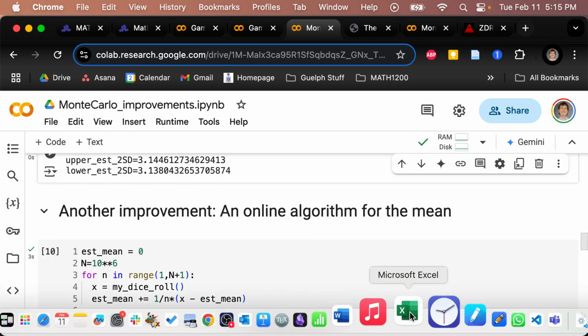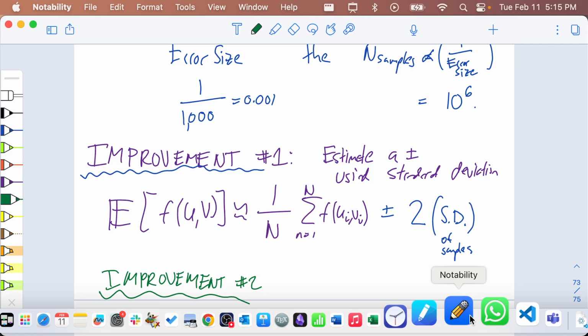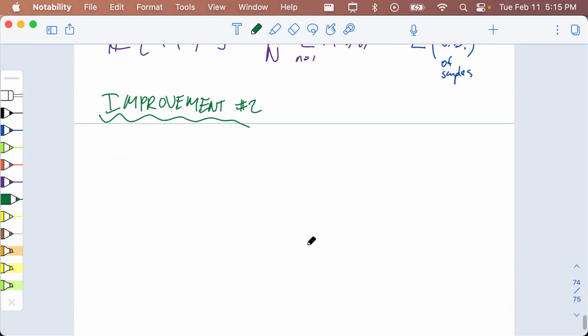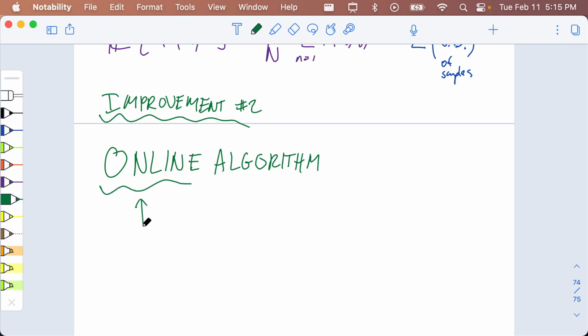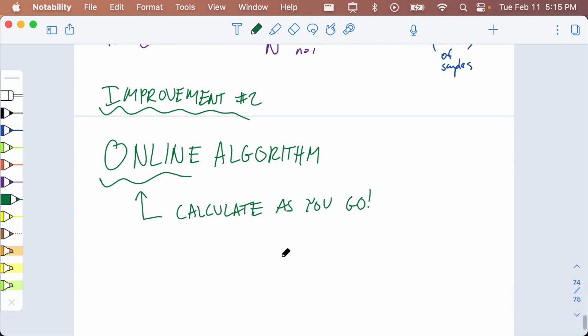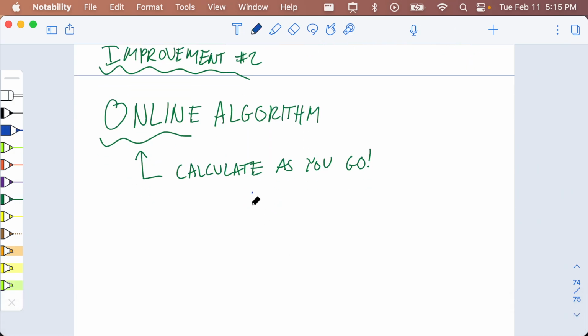There's one other one that is more subtle, and this is something called an online algorithm. An online algorithm means just calculate as you go. Okay, and I'll show you what this looks like. Actually, let me write it down in math. So this is before.